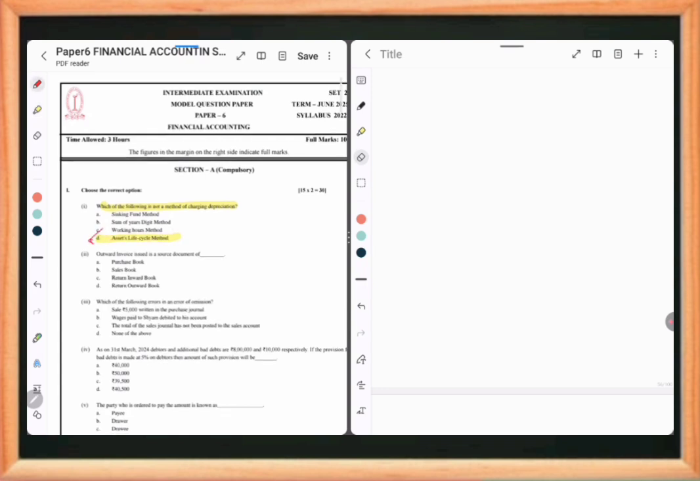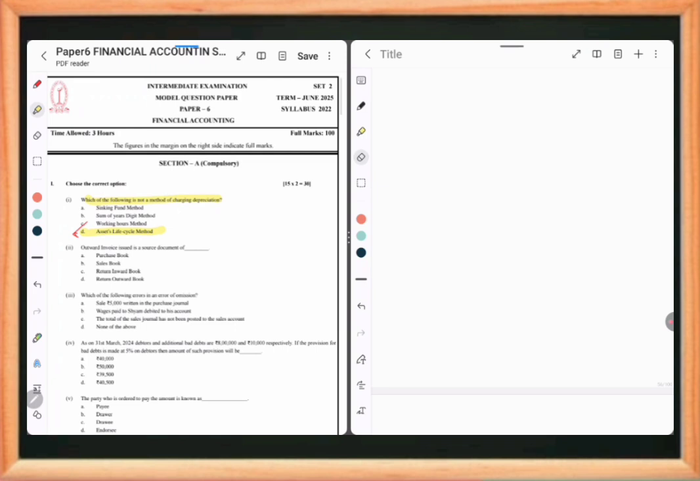And then, outward invoice issued is a source document of dash. Outward invoice means sales invoice. Inward invoice means purchase invoice. Here purchase book, sales book, return inward book and return outward book are given. Out of that, which belongs to the source document of outward invoice? It is the sales book. Sales book is the correct answer. Please note it down.